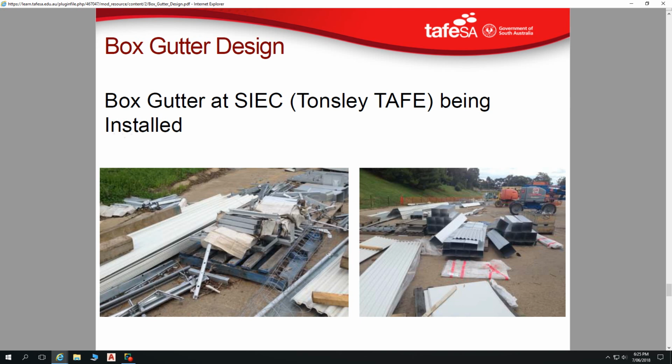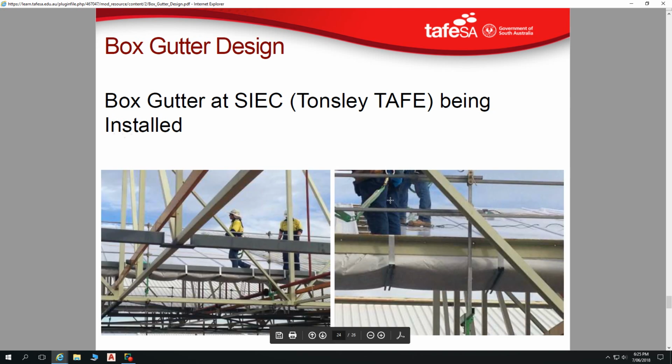So some bits and bobs there for the installation of the box gutter.